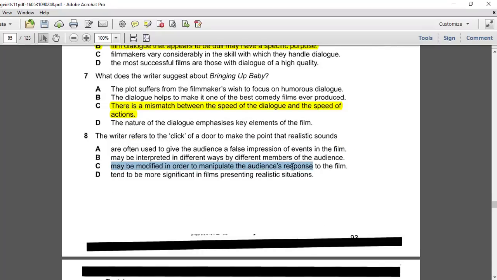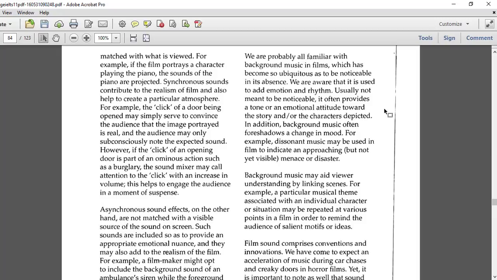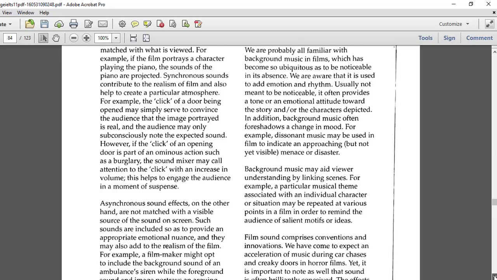Manipulate the audience. Can be modified. Modified to what? To raise the voice, the volume, okay? In order to manipulate the audience's response. So it's number C. Number 19, true, false, not given again. Audiences are likely to be surprised if a film lacks background music. Okay, we'll move forward because we have not seen it before.